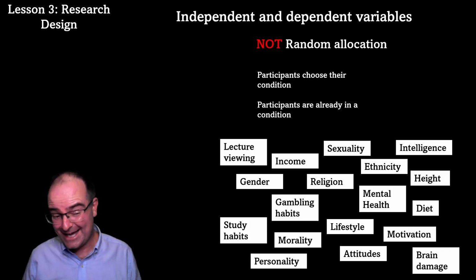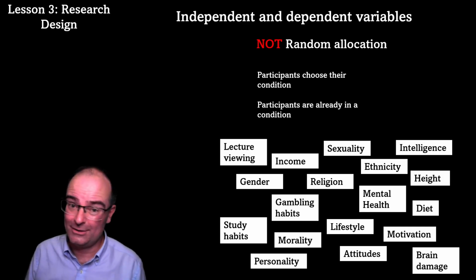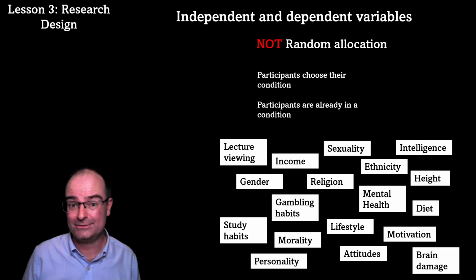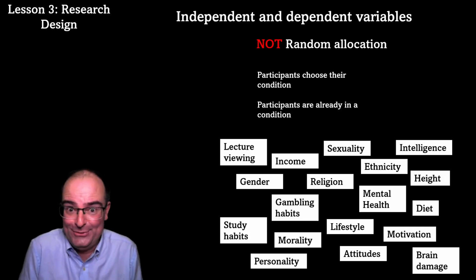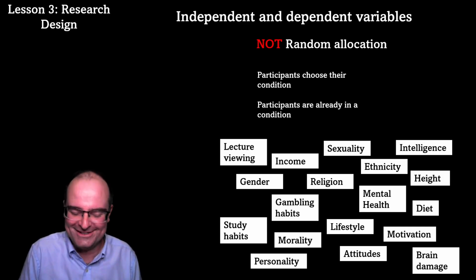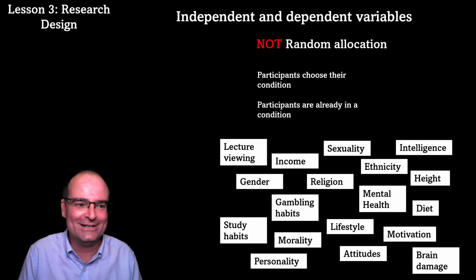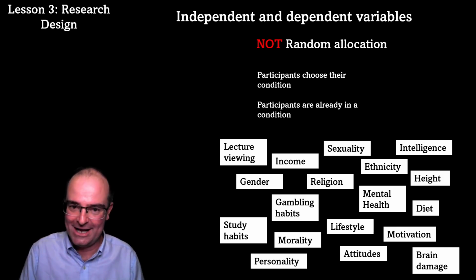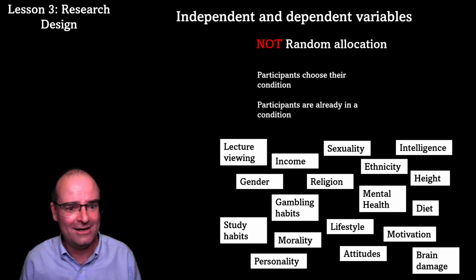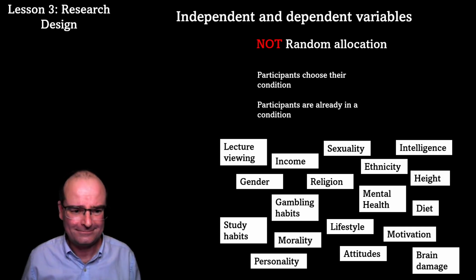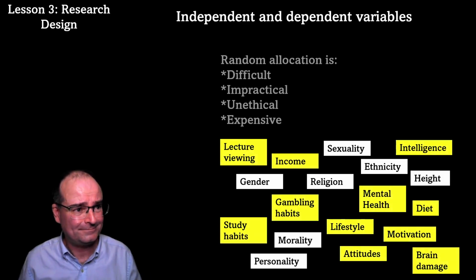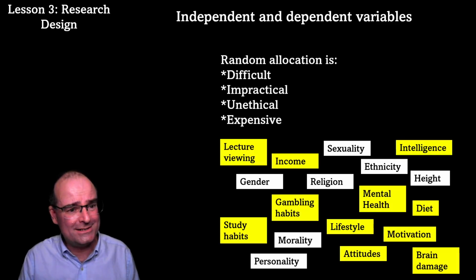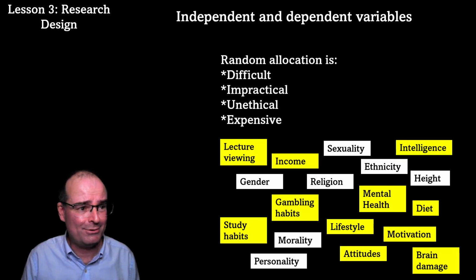And yet, sadly, these are the things that psychologists are often interested in the most. Intelligence, morality, study habits, lecture viewing. I can't do that. There's a third-year lecturer who has always requested that we randomly allocate you to the amount of lectures you watch. It's completely impractical. Brain damage, not going to happen. Random allocation is difficult in these situations. It's impractical, it's unethical, it's expensive.